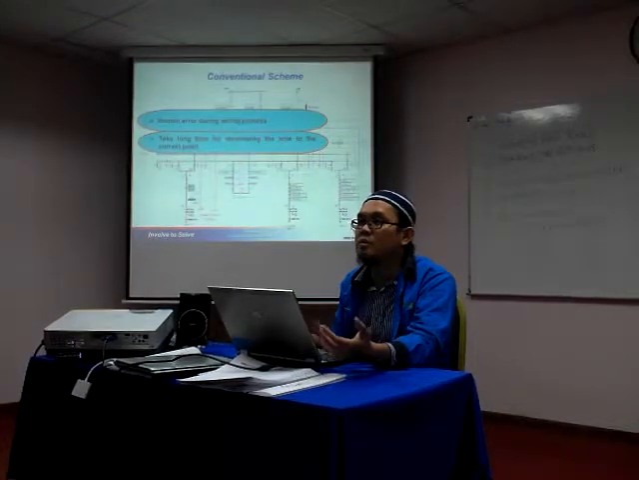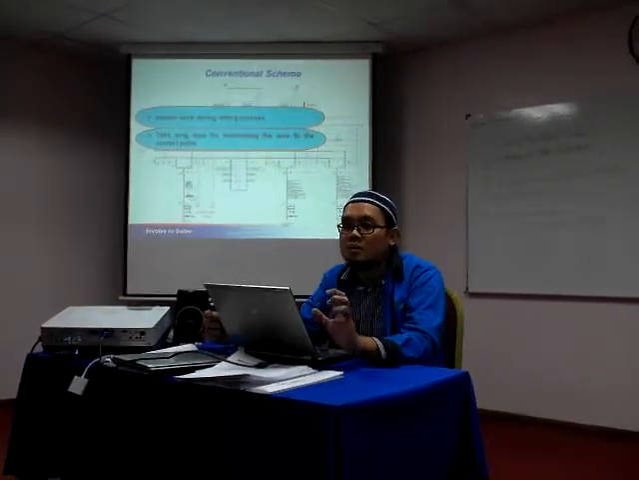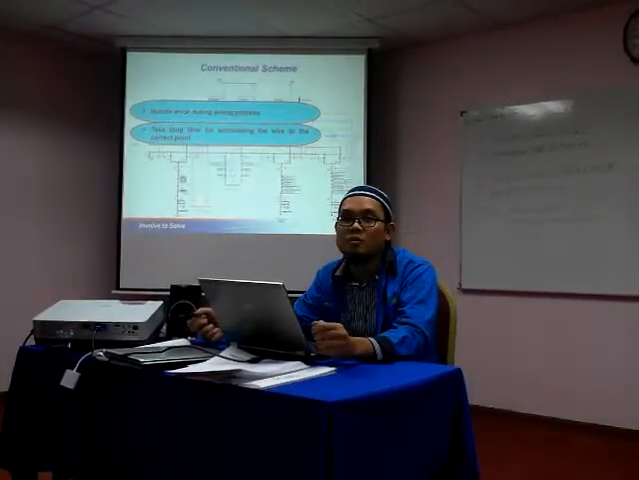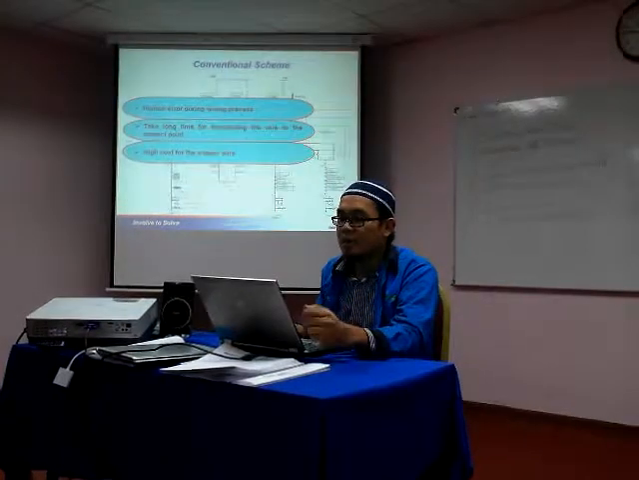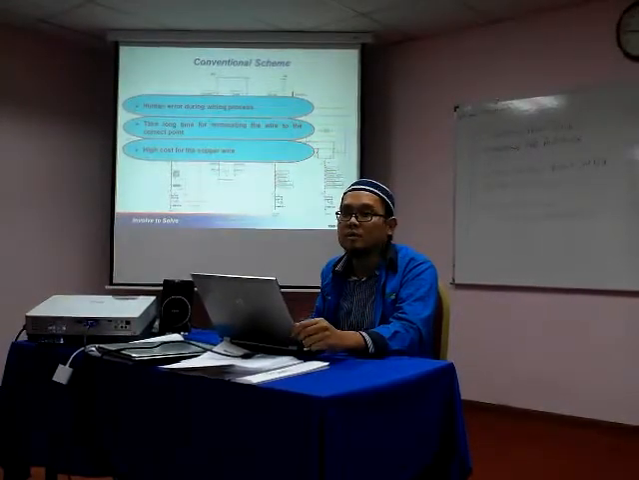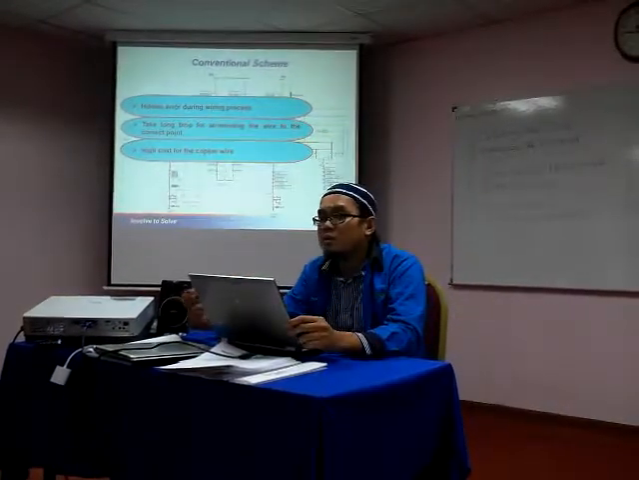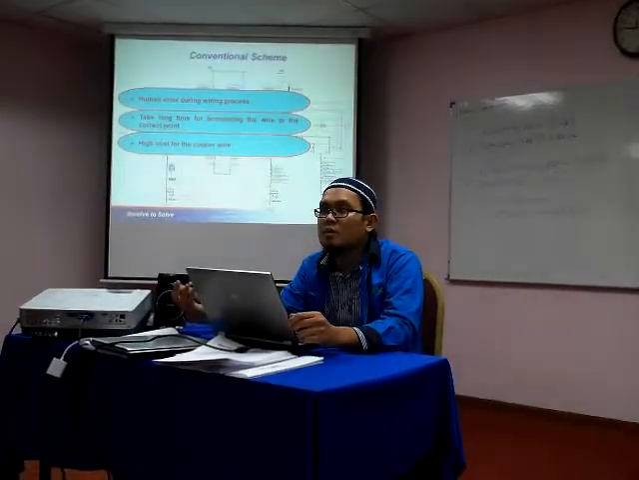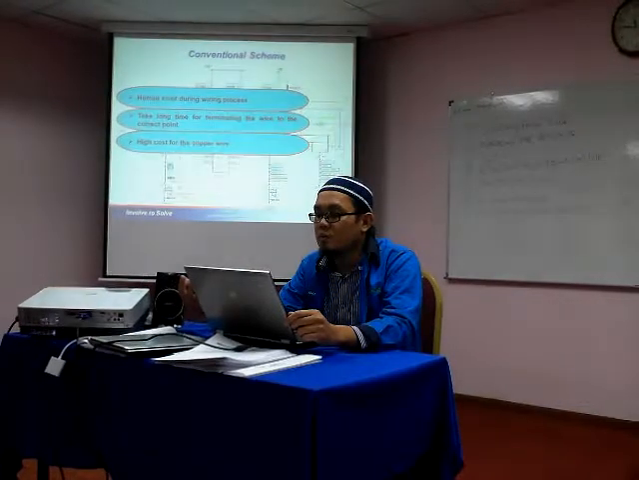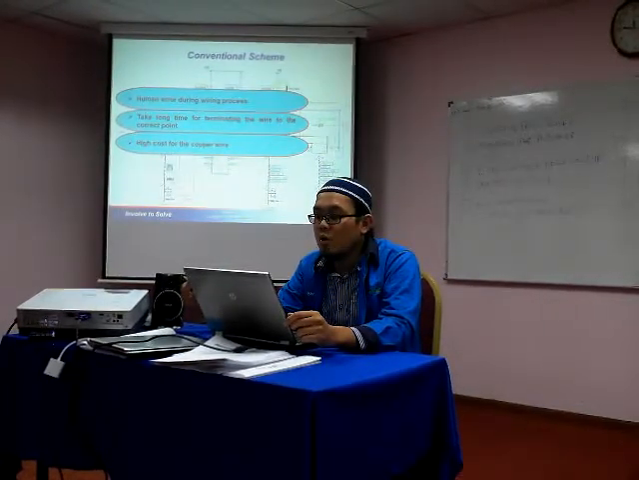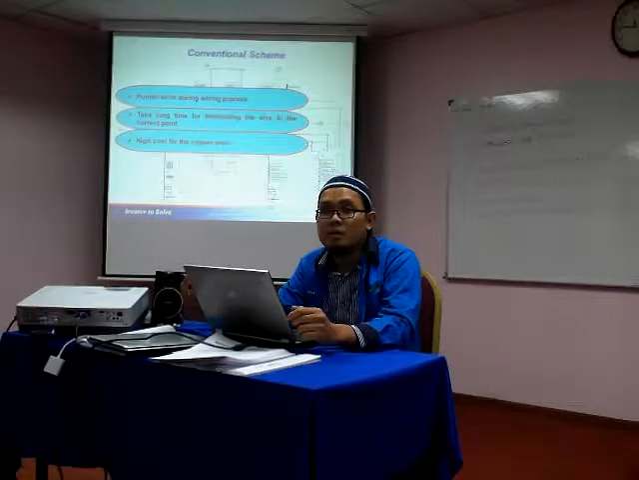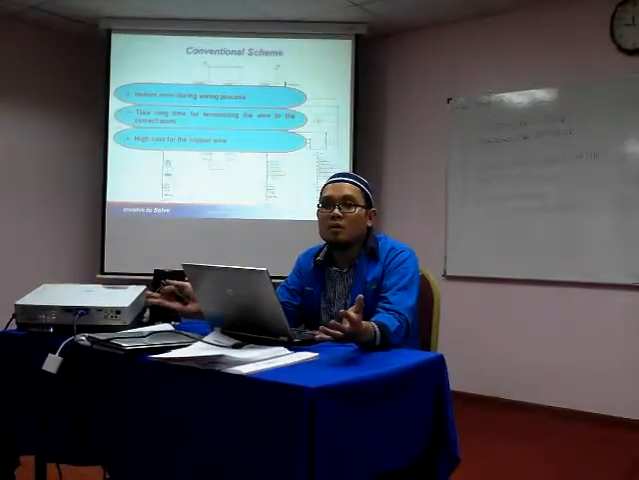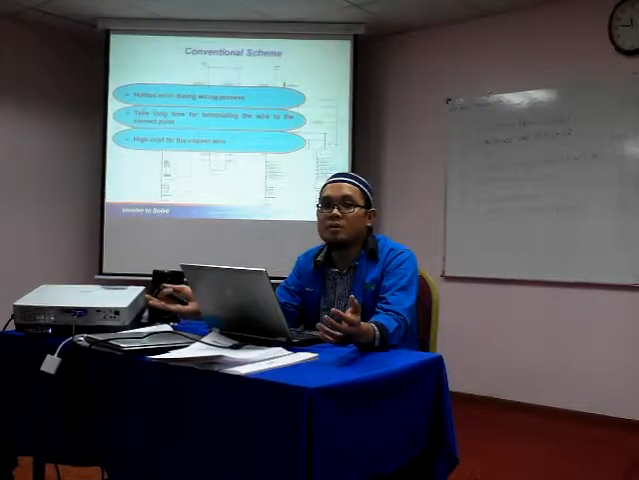I think the wireman should know how to wire it, but the time taken to make the wiring is so long. And then there is high cost for the copper wire because everything deployed for the scheme uses copper wire. We have to wire the copper wire from one feeder to the other feeder, with a long length of copper wire for the scheme.